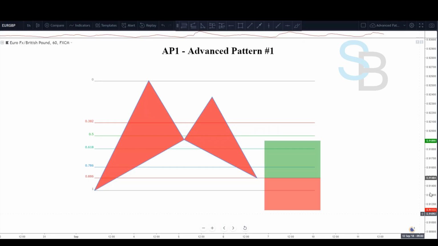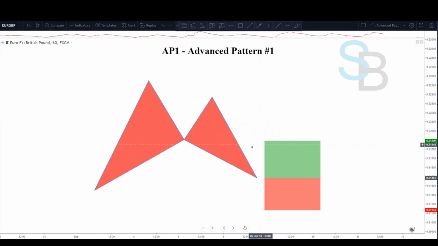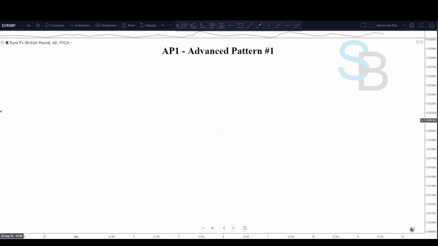What you see on the screen is an example of what the AP1 will look like, but what I'm going to actually do is go ahead and start this tutorial by deleting everything we see. So let's take all of this off and let's start with a blank white screen. The first thing we're looking for with the AP1 is our 1-2 move.